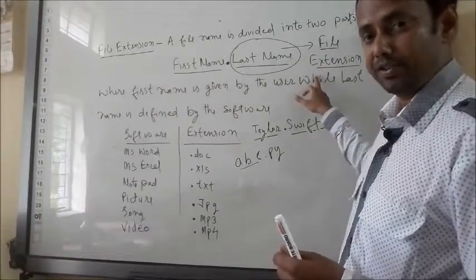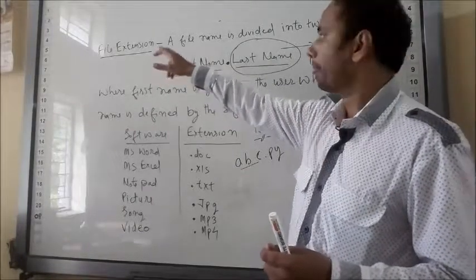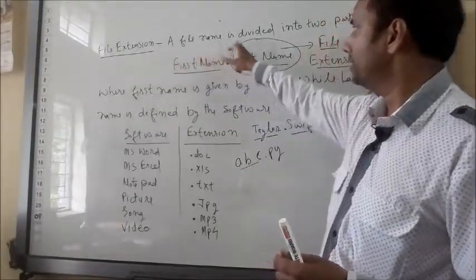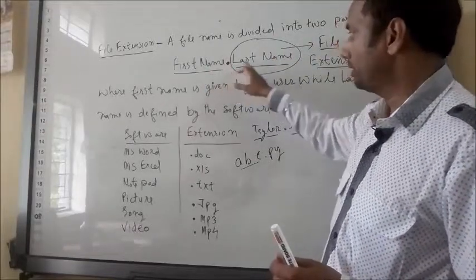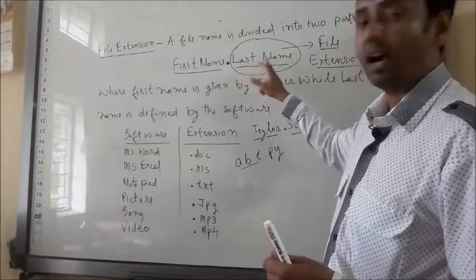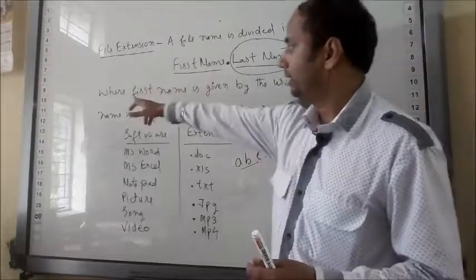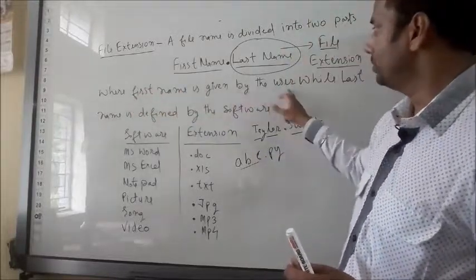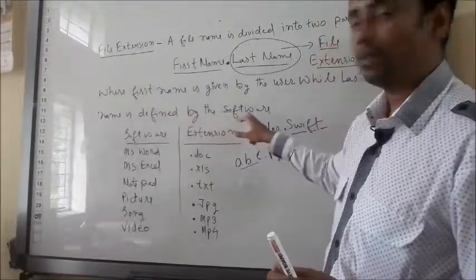Understood? File extension. Its definition is: a file name is divided into two parts, first name dot last name. This last name is called your extension, where the first name is given by the user while the last name is defined by the software.